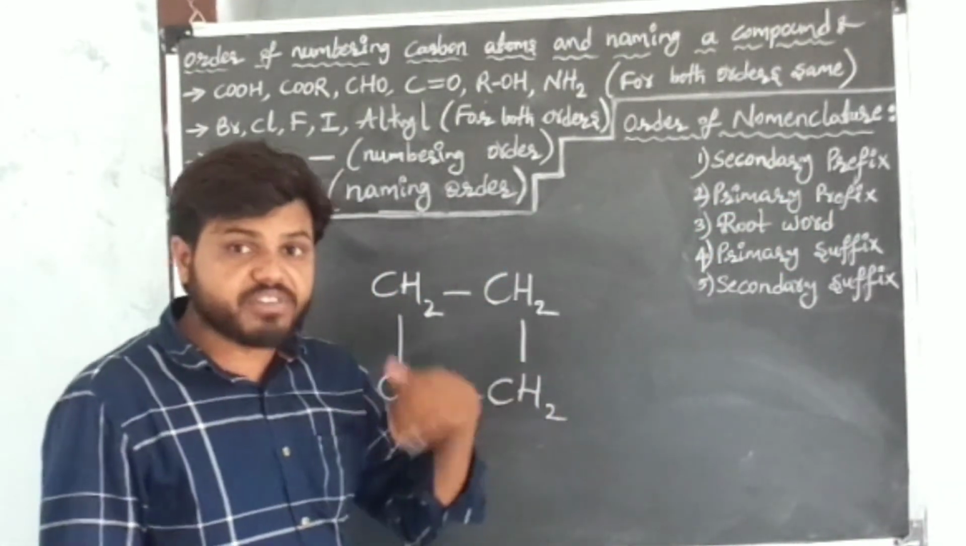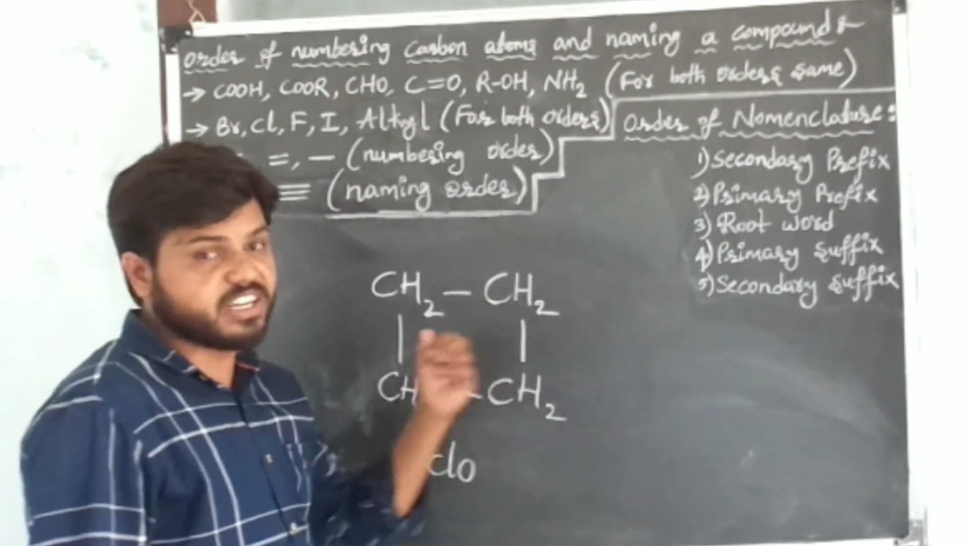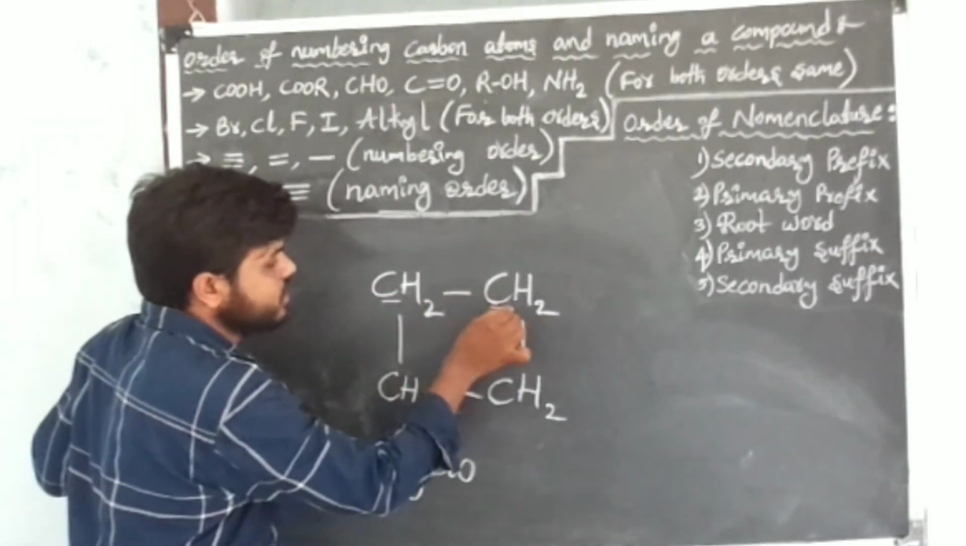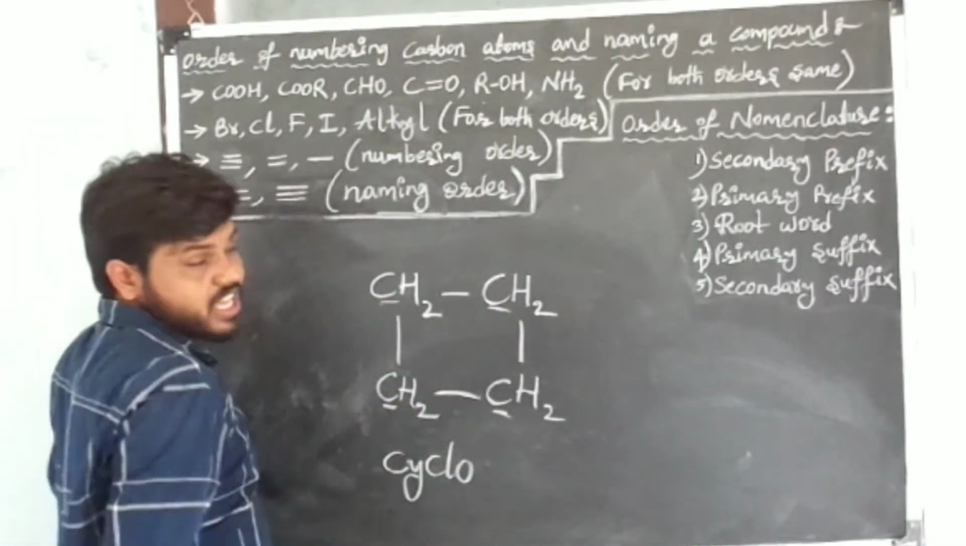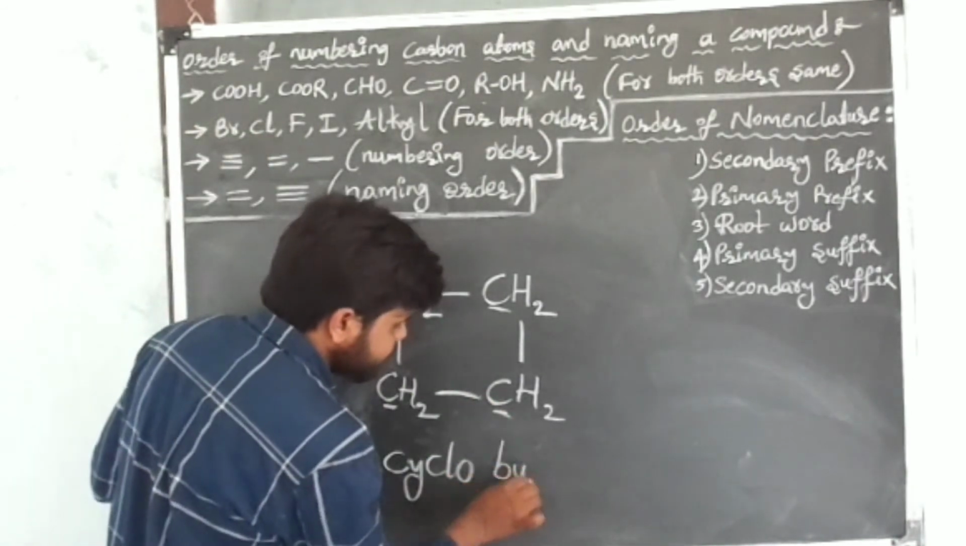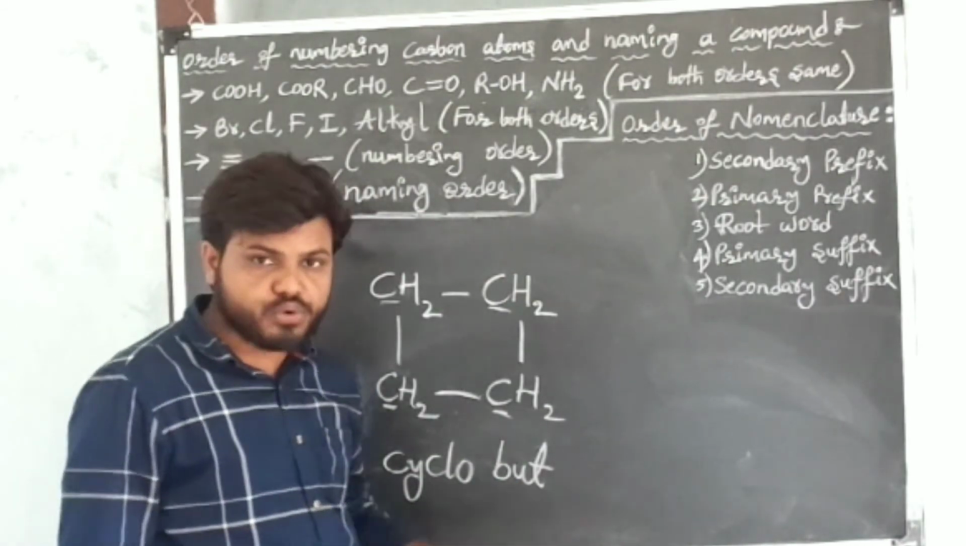Root word means number of carbon atoms present in the given carbon compound. In the given carbon compound, 1, 2, 3, 4, there are 4 carbon atoms. The root word of 4 carbon atoms is but. I have written the root word.